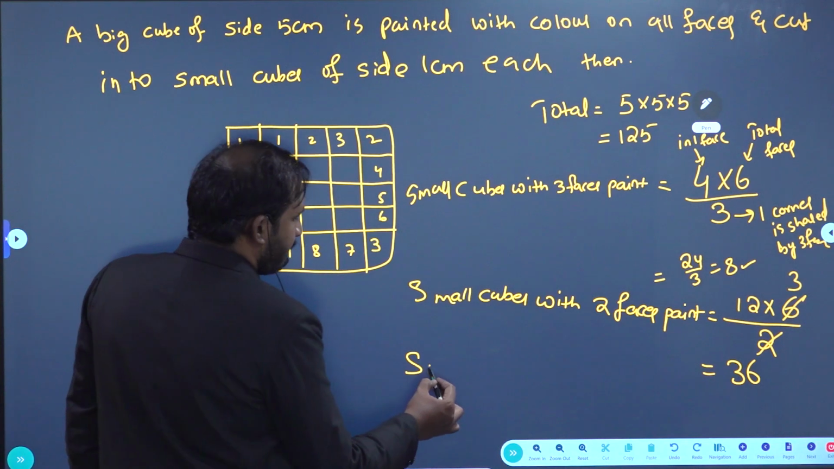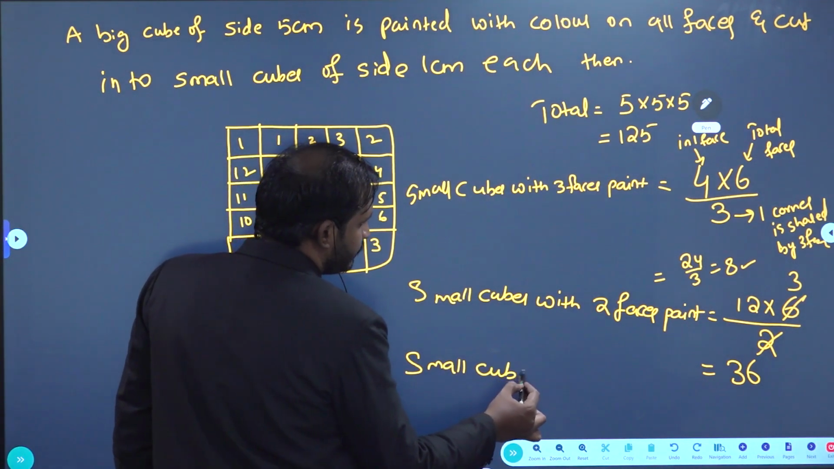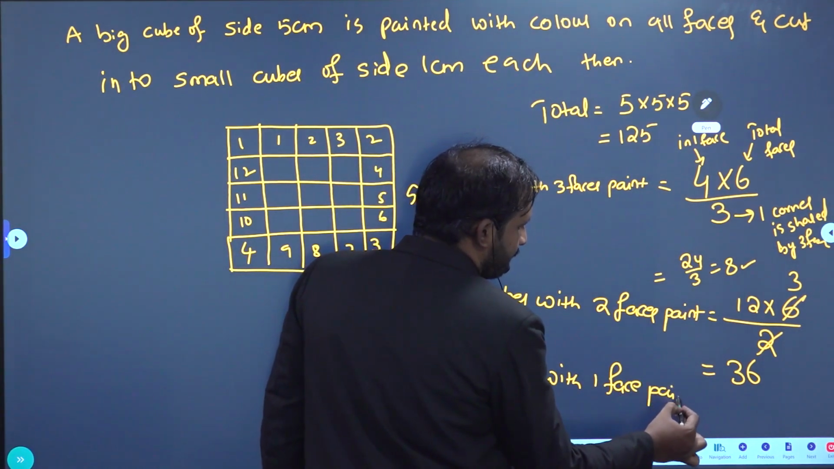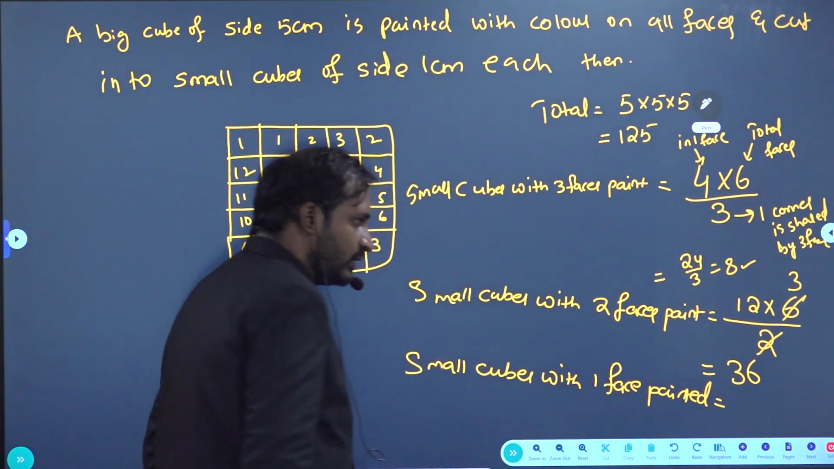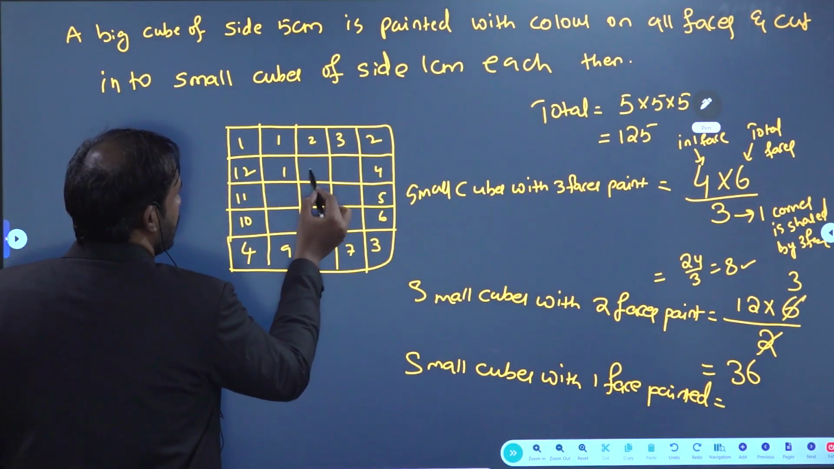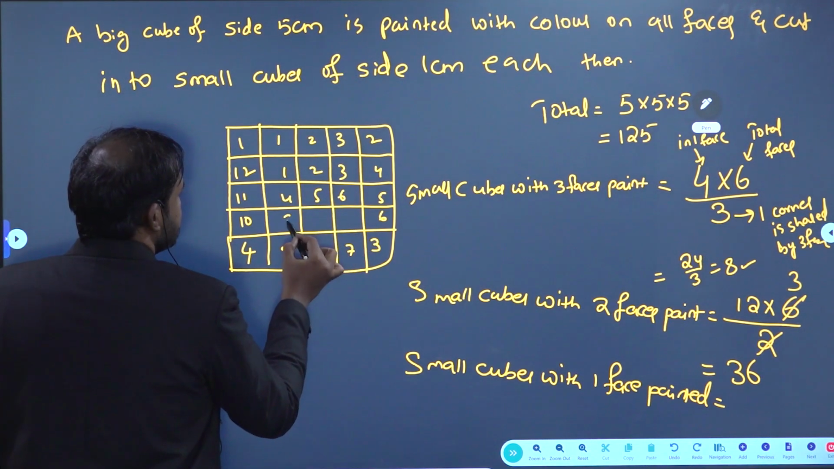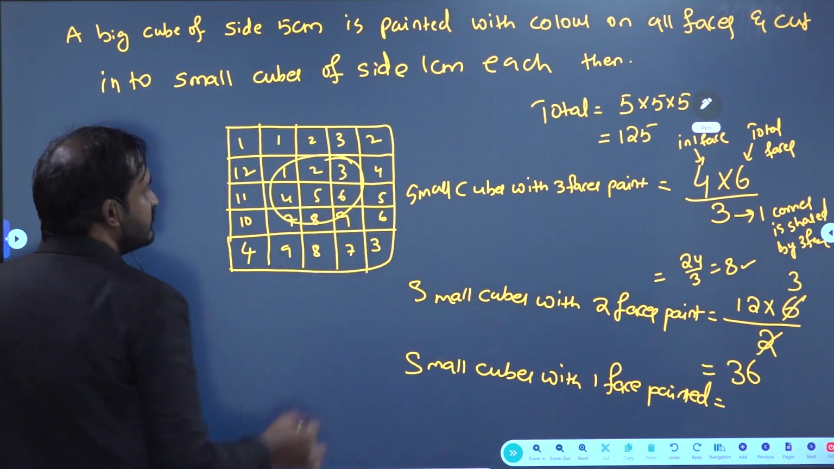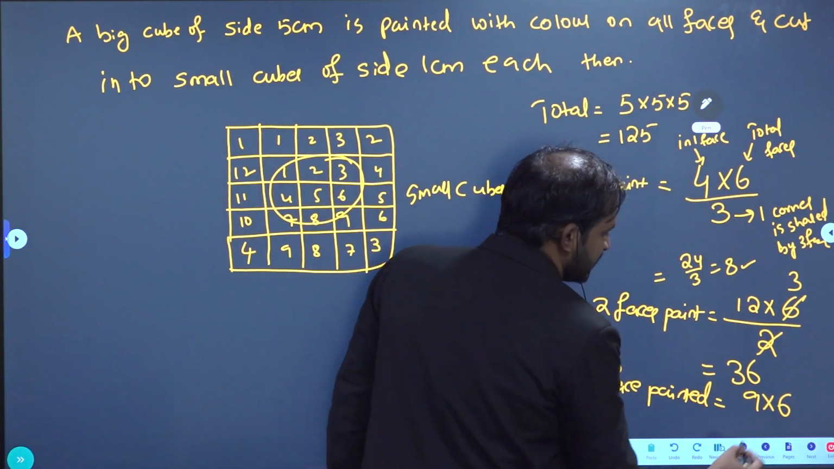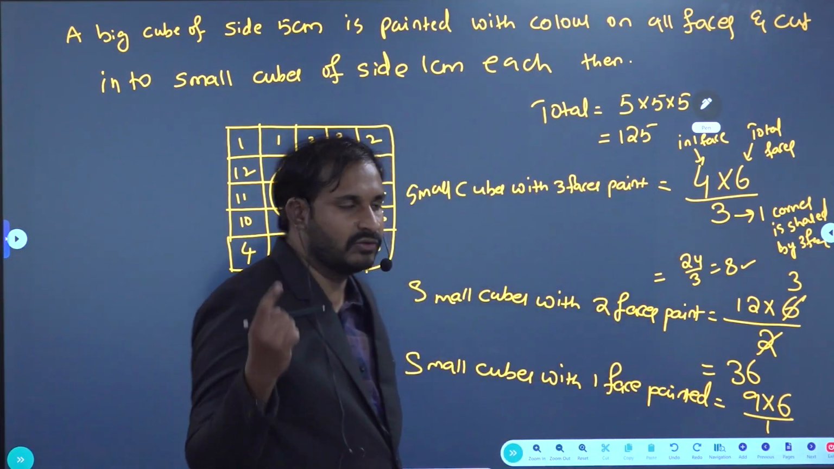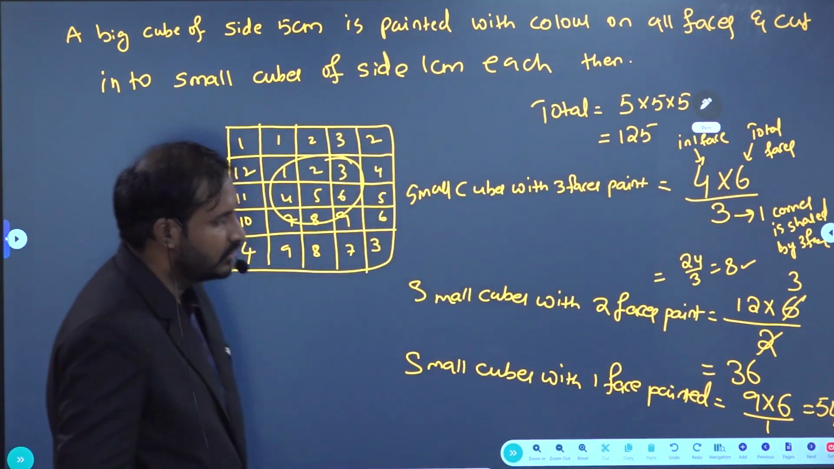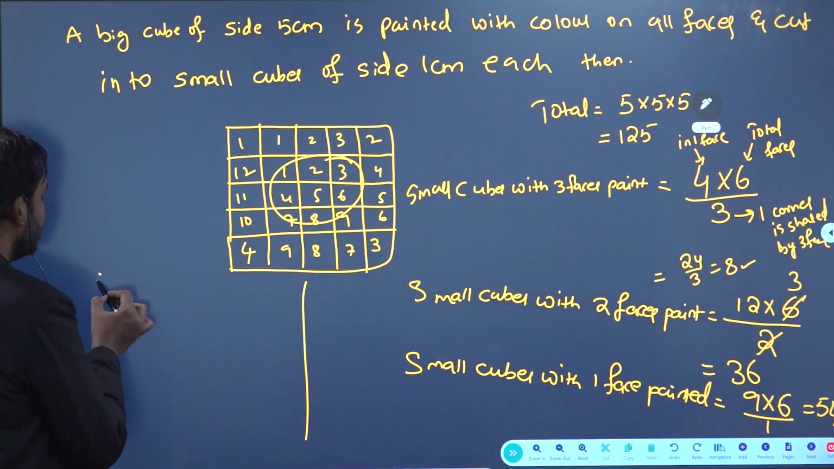Next, small cubes with one face painted. Where will the cubes with one face painted be? On the face: 1, 2, 3, 4, 5, 6, 7, 8, 9. These are the cubes which will get paint on one face. So on this face how many do I have? 9. Like this, how many faces? 6 faces, and this is anyway shared for only 1. So 9 times 6 becomes 54.